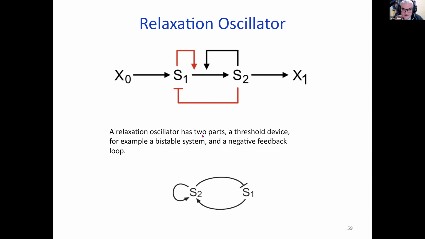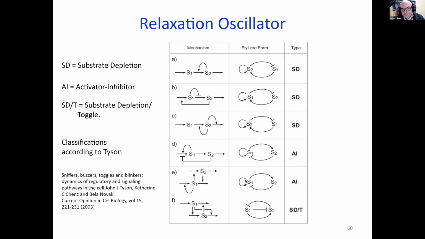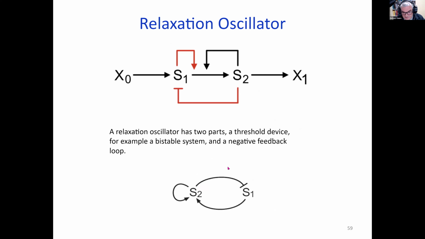And as I say here, a relaxation oscillator has two parts: a threshold device, which is the bistable system, and a negative feedback loop. And they all work on this principle. Now, it turns out this is sort of a general motif. We actually call this a design pattern. In fact, we have an entire paper published a couple of months ago with Steve Andrews and Steve Wiley on design patterns. And it describes these basic patterns you find in biology.